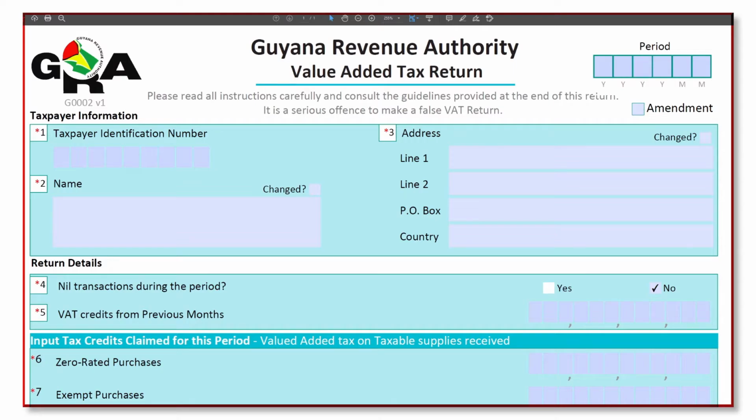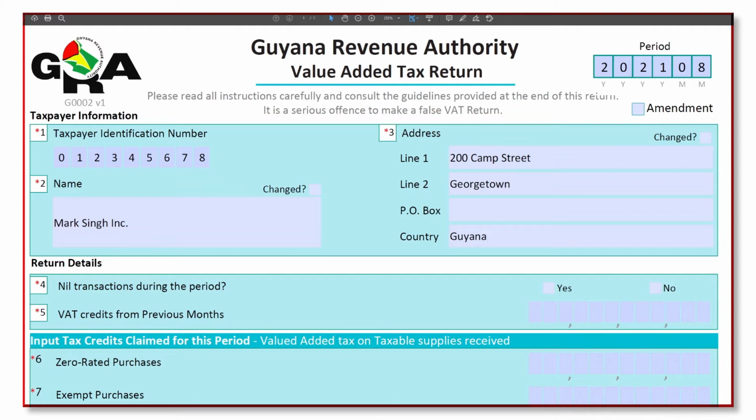VAT return. At the top of the return, enter the year and month of the period this return covers. If this return is an amendment to a return previously submitted, tick the amendment box. Moving on to the taxpayer information section, enter the taxpayer identification number, name, and address of the business. If the details for the specific line item have changed recently or are different from what information the GRA has, fill in the correct information in the line item and tick the changed box.